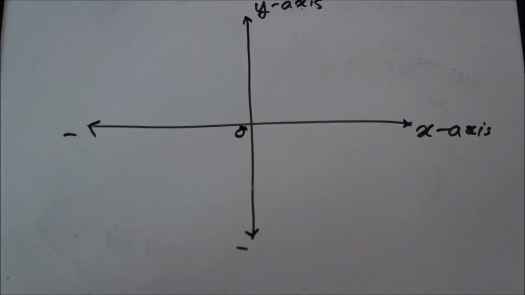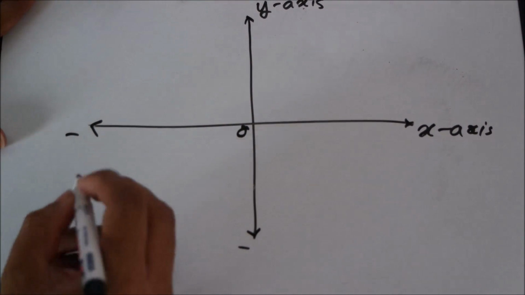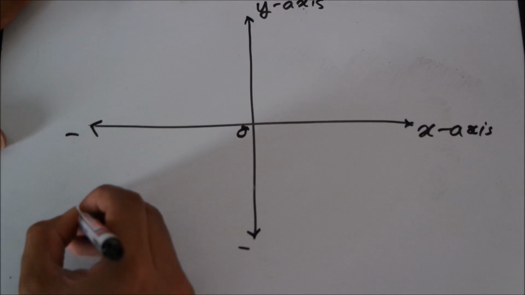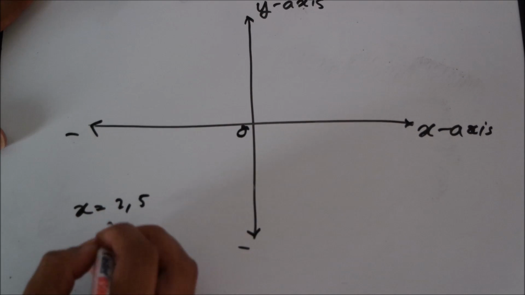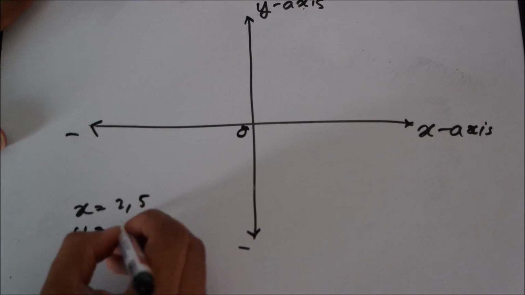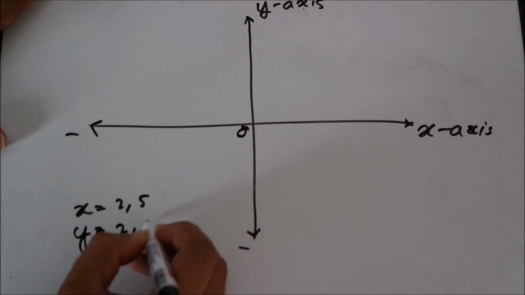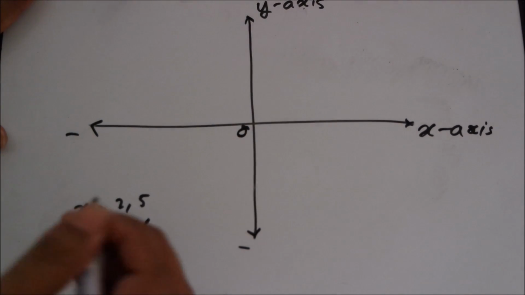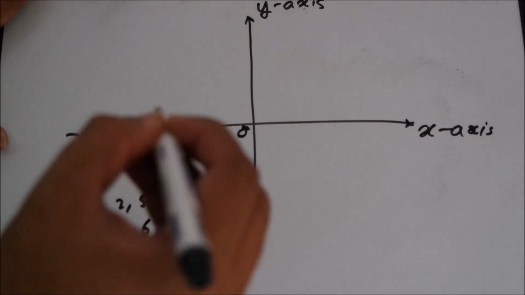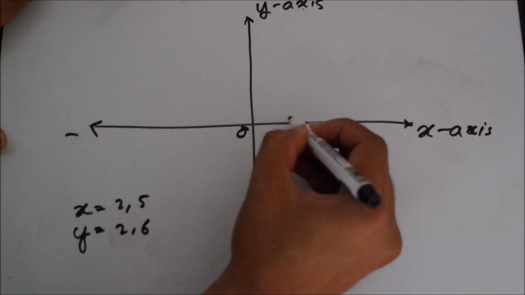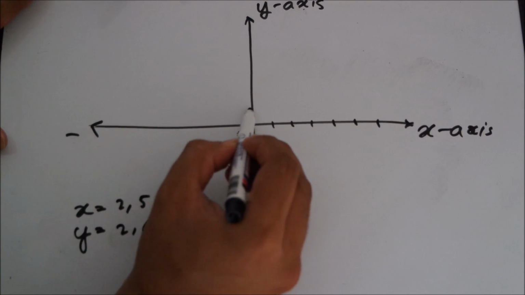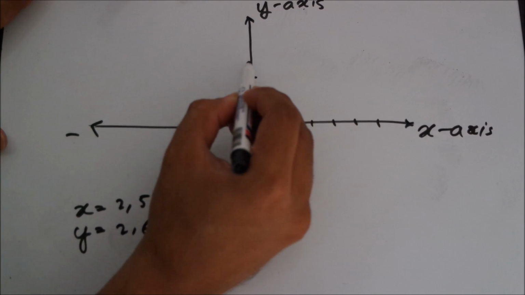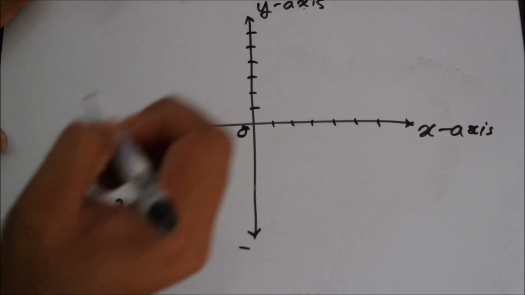Alright, so let's say we are asked to draw a graph of a straight line with the coordinates as x is equal to 2 and 5, whereas y is equal to, say, 2 and 6. Okay, so let's just write the numbers up first. This is 0, 1, 2, 3, 4, 5, 6. 1, 2, 3, 4, 5, 6.